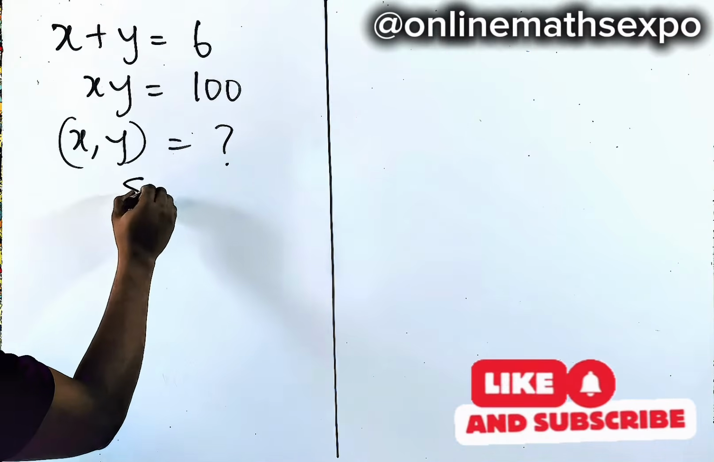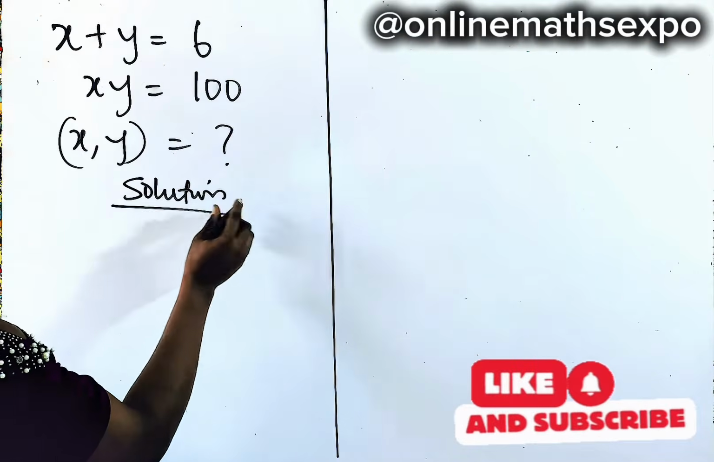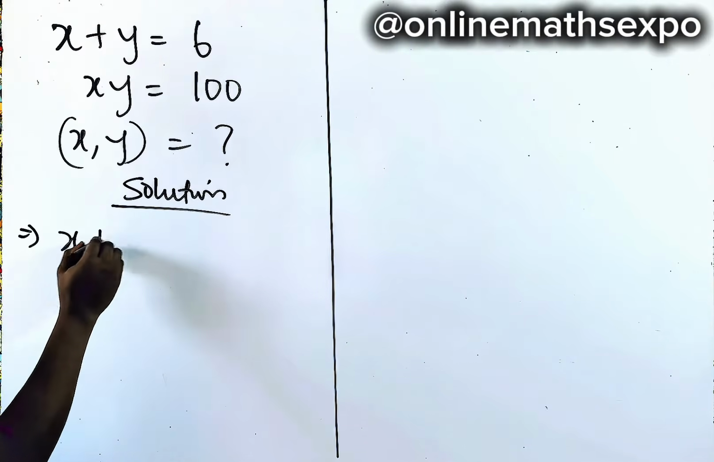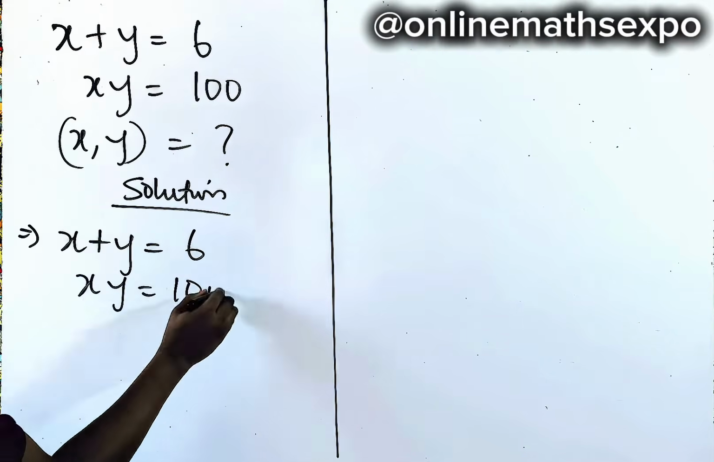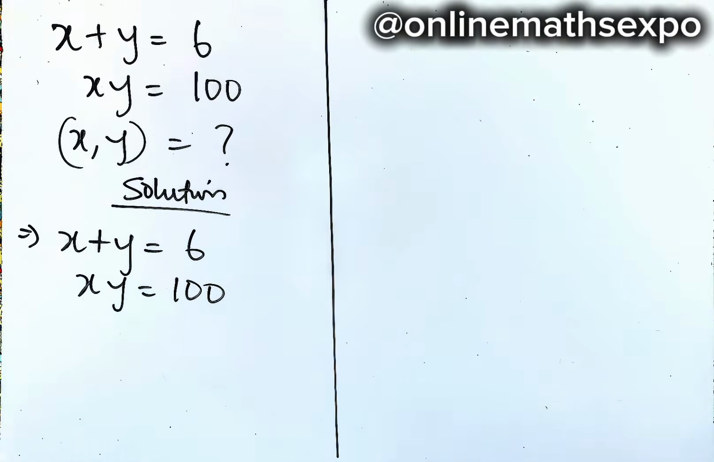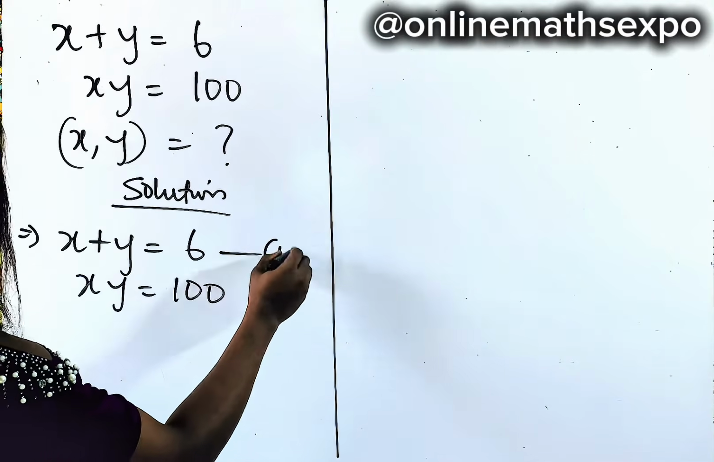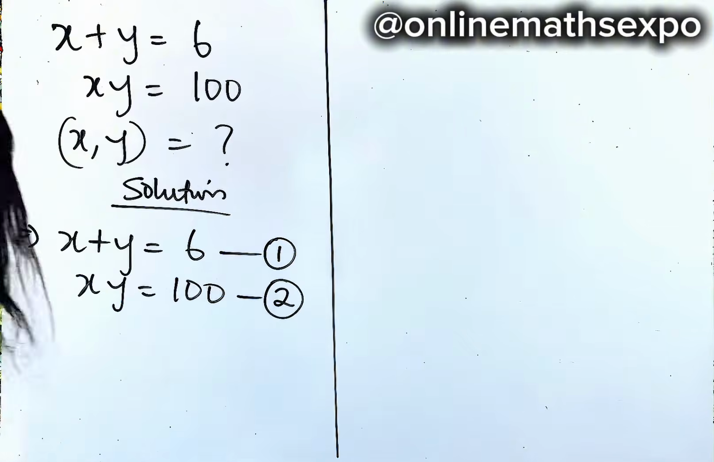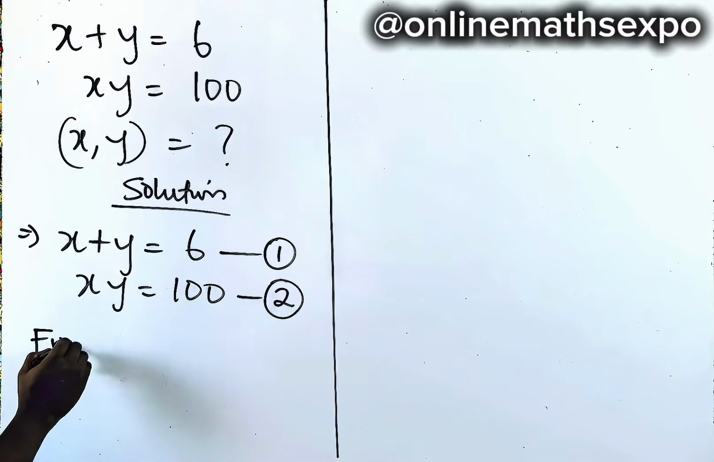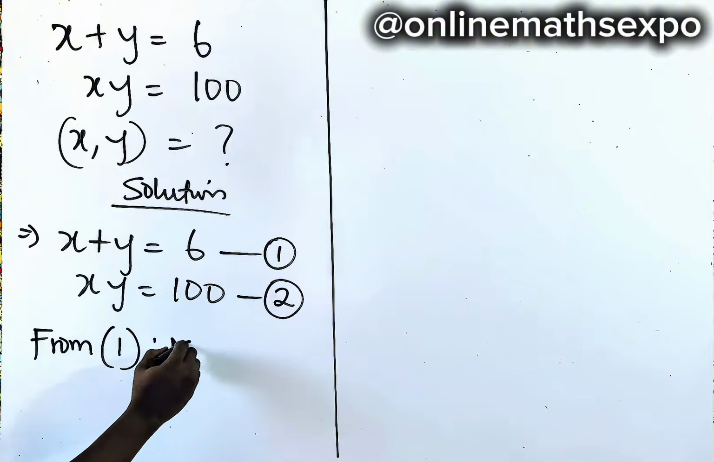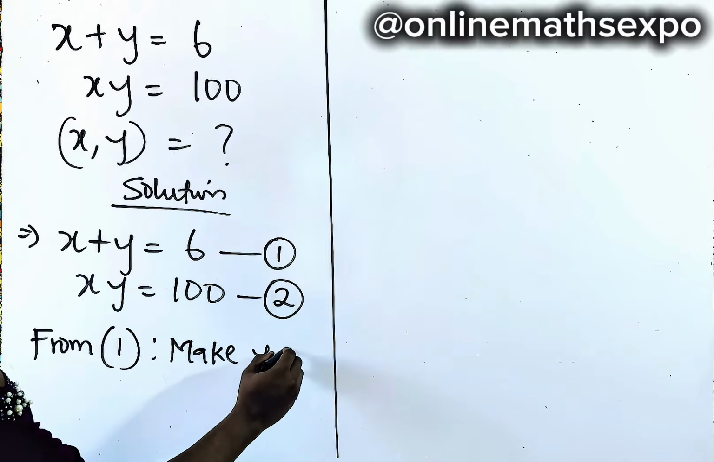So we're going to begin with our solution. This is what we have: x plus y is equal to 6 and xy is equal to 100. Now, solving this simultaneously, we can call this equation 1 and this equation 2. We can choose to make x or y the subject from either of the equations. I want to make y the subject from equation 1. You can make any one the subject.